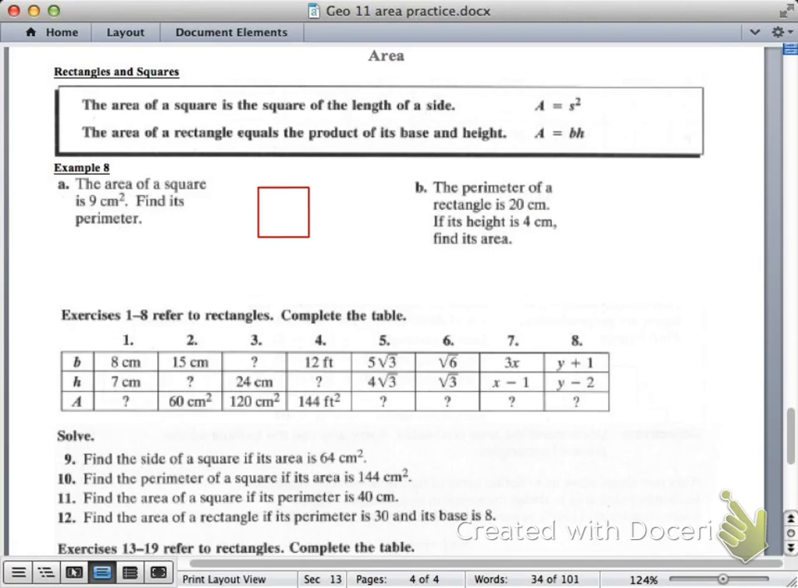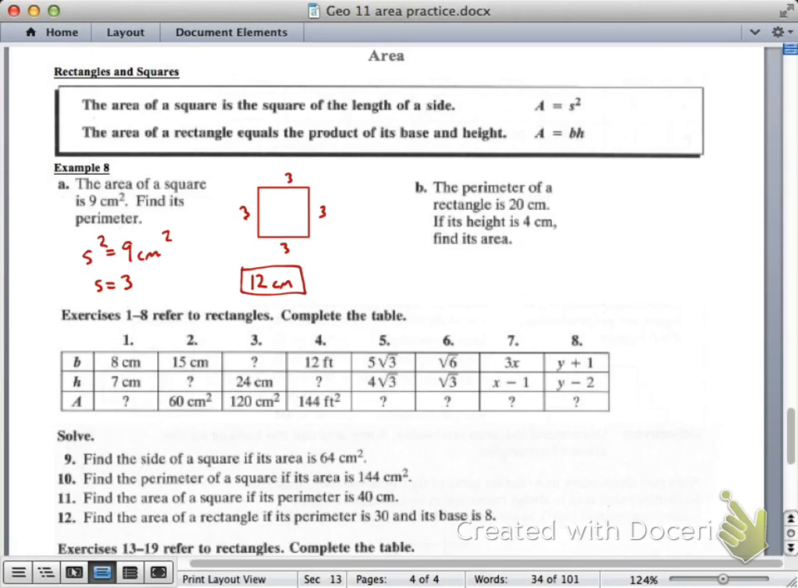If you've got this square, the area of a square is 9 centimeters squared, find its perimeter. Well, side squared is 9 centimeters squared, so a side is going to be the square root of both sides. The side's going to be 3. So 3 times 4 is 12 centimeters. Units of measure are going to be important with this stuff here.